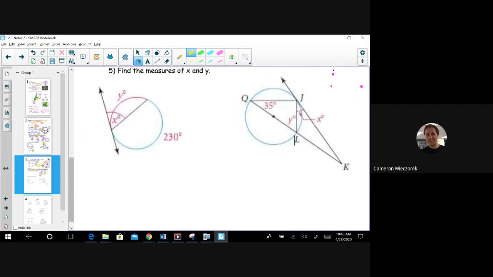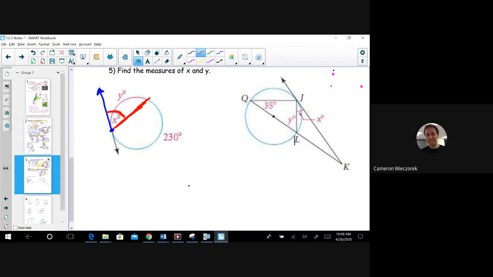So applying it down here, first thing I notice, I have a tangent line to the circle. It hits the circle only one time. So there's my tangent ray. I don't really need the whole line. And there's a chord. So I've got a tangent chord angle. I want to find x and y.